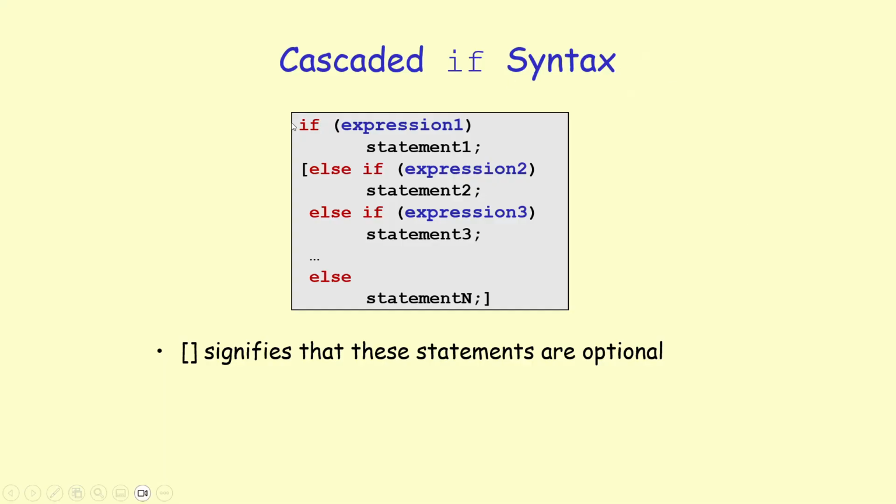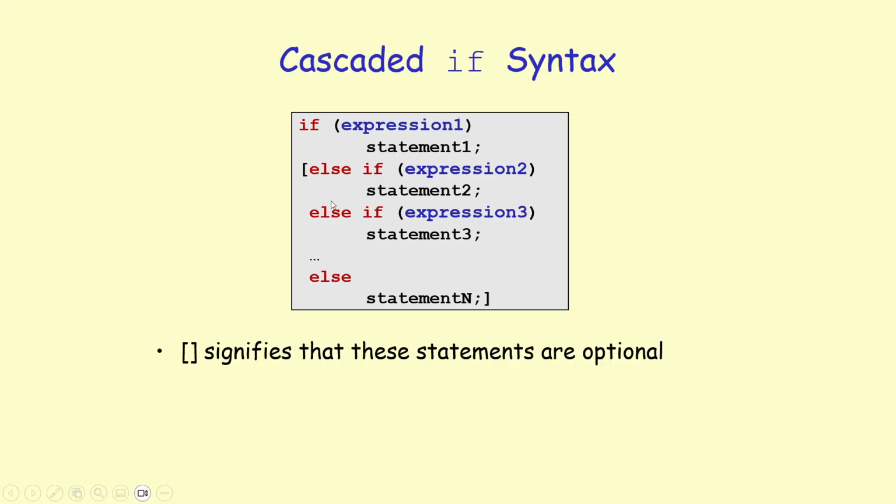Again, this is a cascaded if statement syntax. We come to the decision point. We evaluate the first expression, expression 1. If it is true, we execute statement 1. Otherwise, we go into else if and evaluate expression 2. If that's true, then we execute statement 2. Then we do an else if next, and finally we have an else.